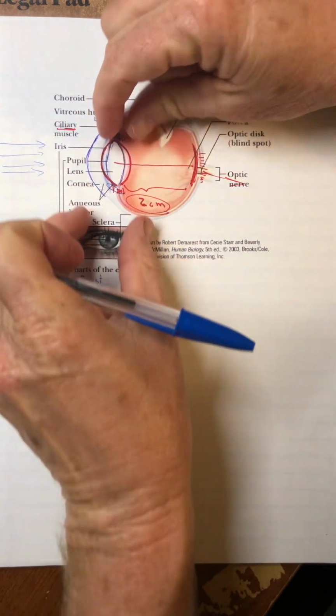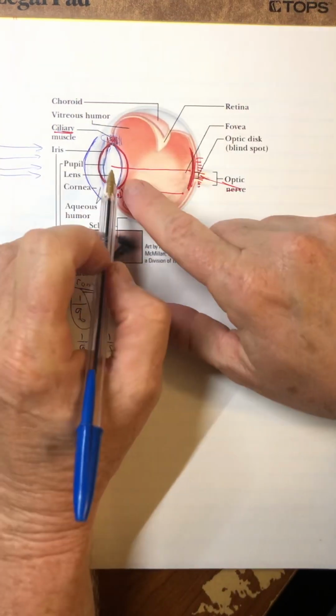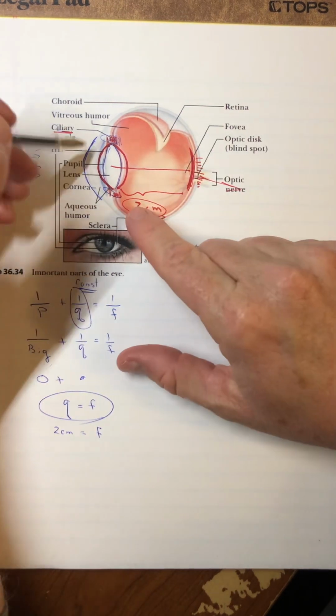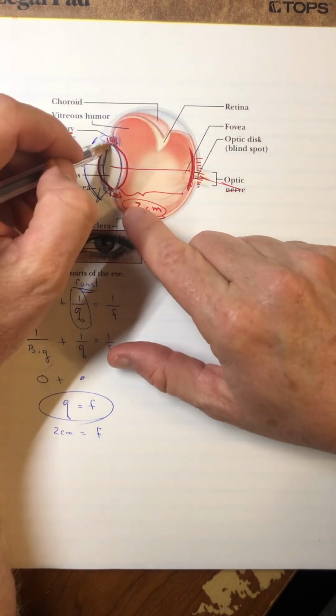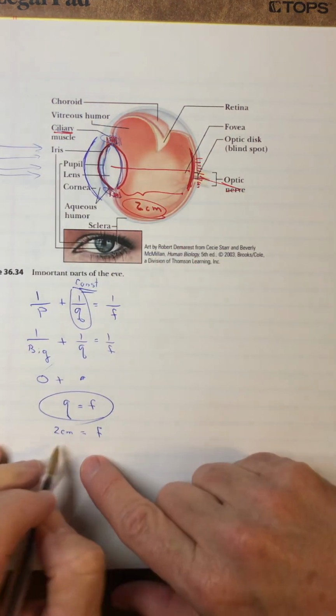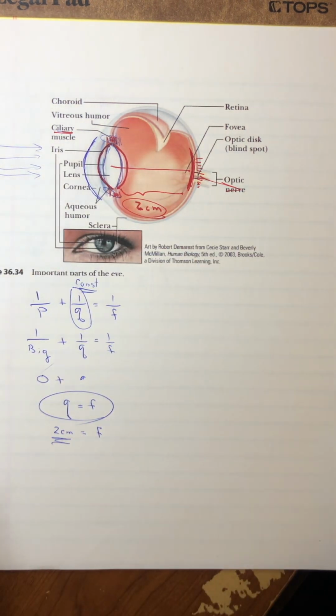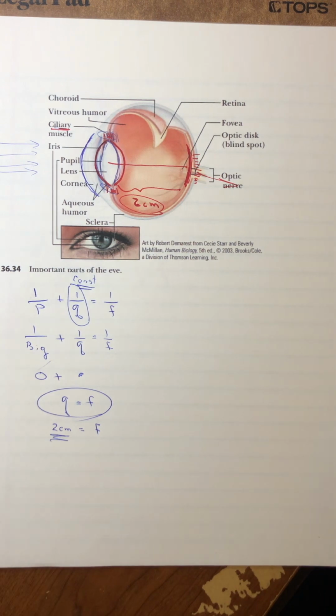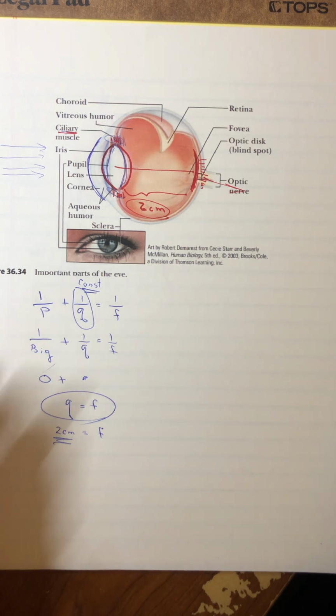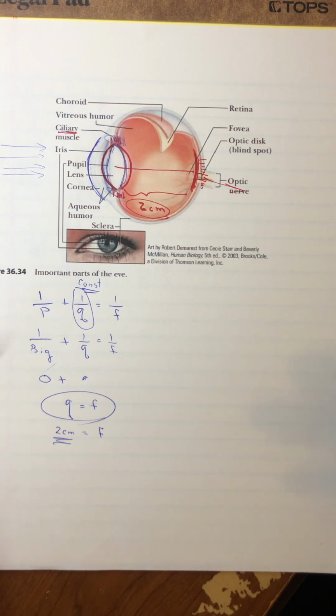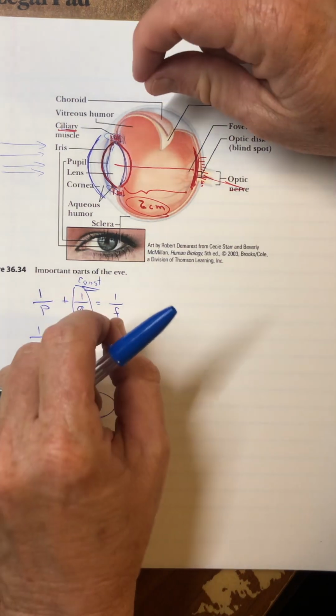And so the lens kind of flattens out a little bit. It still has some curvature to it, but enough so that the combination of the cornea with the lens gives me a focal length of 2 centimeters. And that's why you call this the relaxed position. In fact, students are often told, hey, when you're studying a lot, take a break once in a while. Maybe every 20 minutes or so, pause, look out the window, just let the eyes relax.